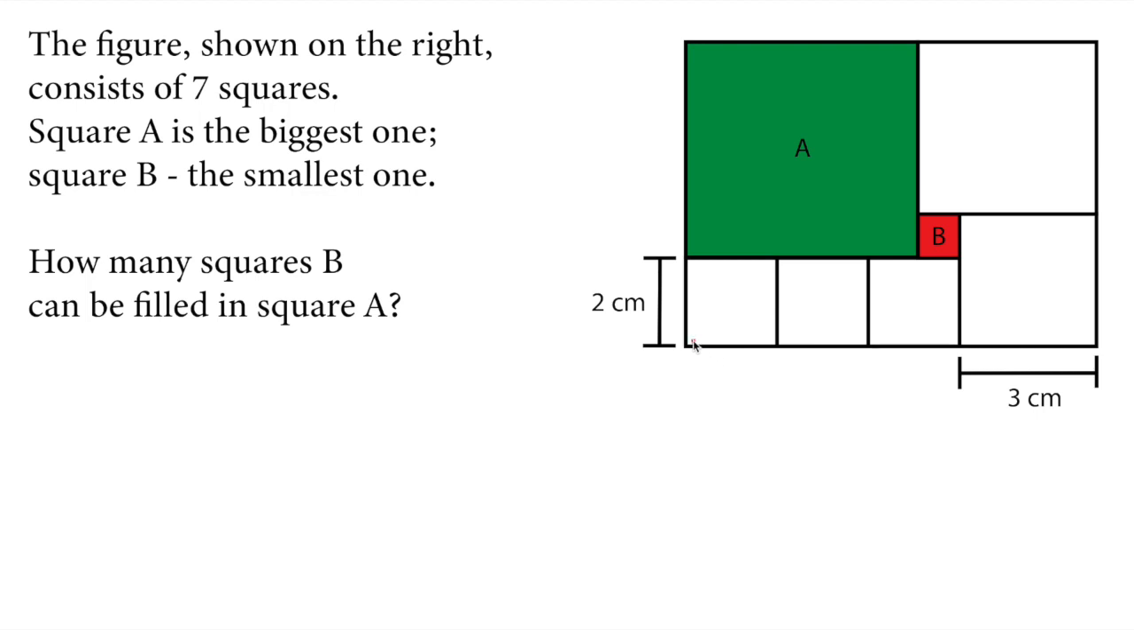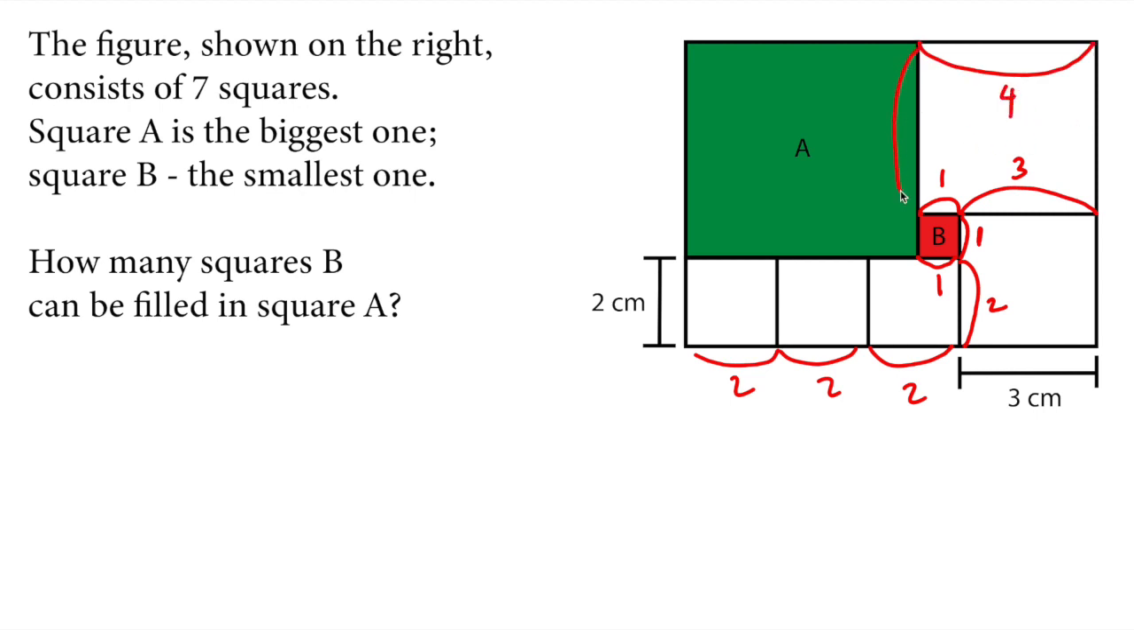So let's begin with the dimensions. We are given 2, so this dimension is 2, this dimension is 2, this is 2, this dimension is also 2. So if this is a square, that means this is a unit square, and this is 3 and this is 1, so that means this square has side length 4, and this is 1, that means the side length of square A is 5.